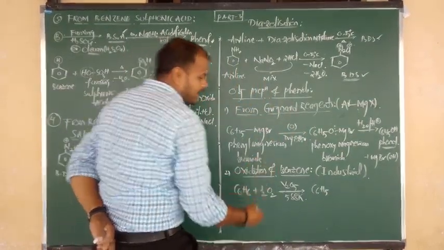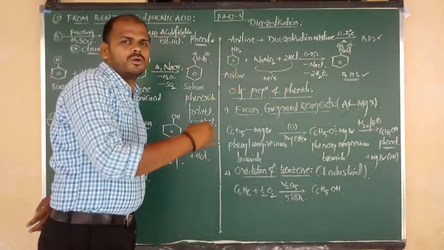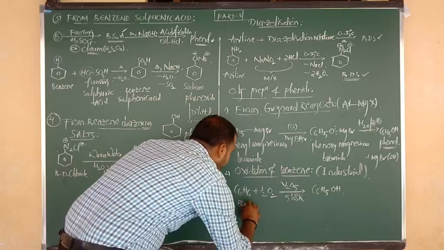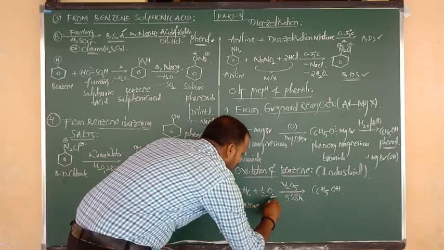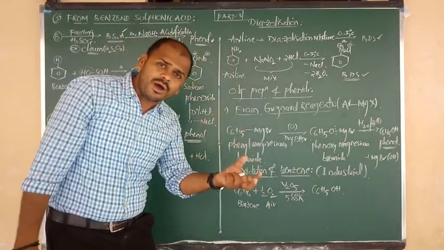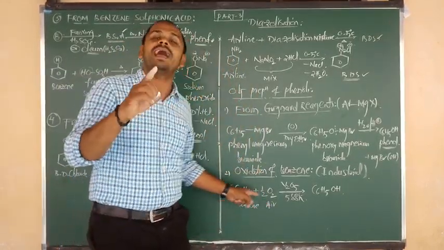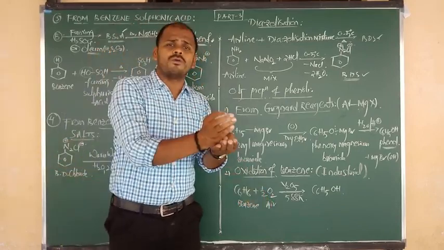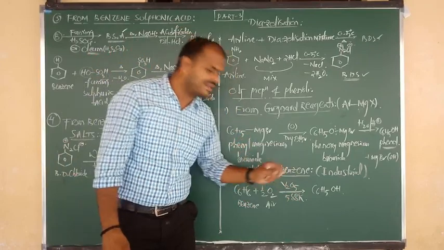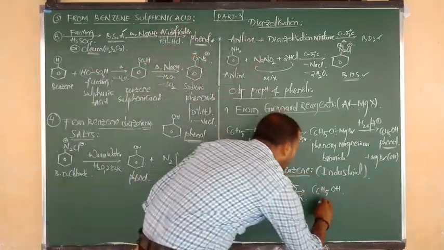Insertion of free oxygen will take place. So here the product you are going to get is phenol. No elimination, nothing. So this is benzene, and this is oxidation by air. A mixture of benzene and air is passed over the surface of vanadium pentoxide at 588 Kelvin, and the product formed is phenol.